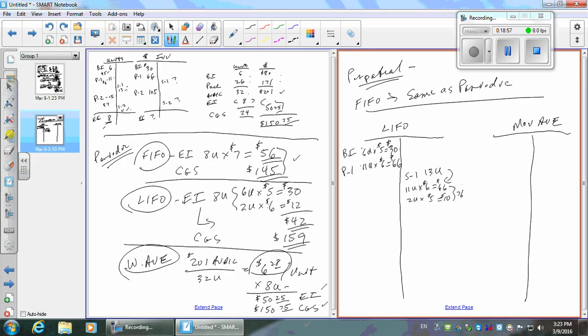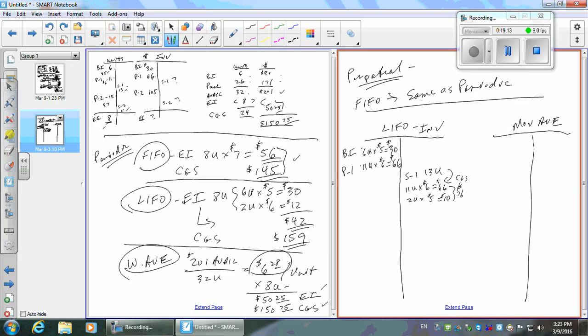How much is that? $76. Debit what? Cost of goods sold. Credit what? Inventory. It's the inventory account here, right? Taking them out of inventory. Credit inventory. Debit cost of goods sold, credit inventory.